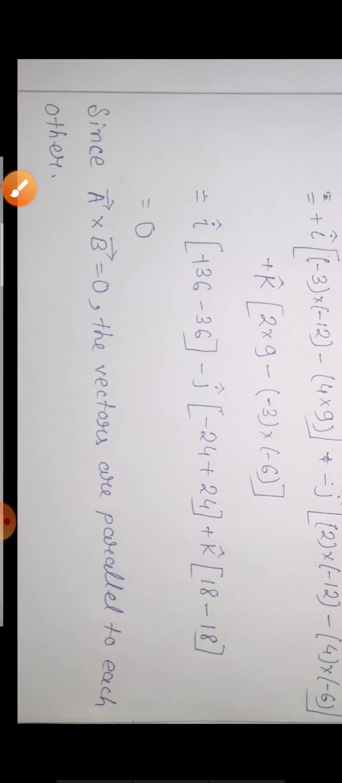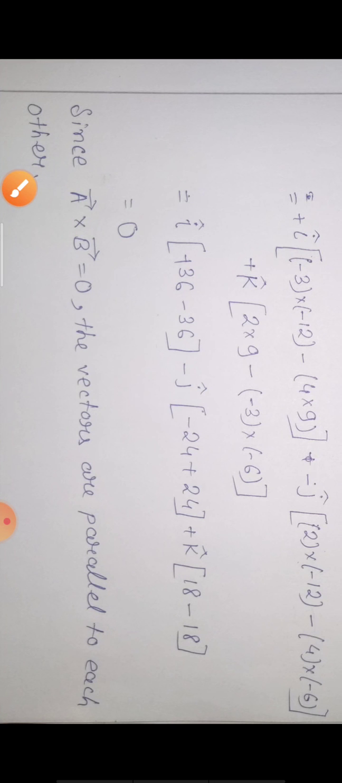So since a cross b is 0, that means these vectors are parallel to each other. The next question is, calculate the area of a parallelogram whose adjacent sides are given by the vectors a hat equals i hat plus 2 j hat plus 3 k hat, and b hat equals 2 i hat minus 3 j hat plus k hat.